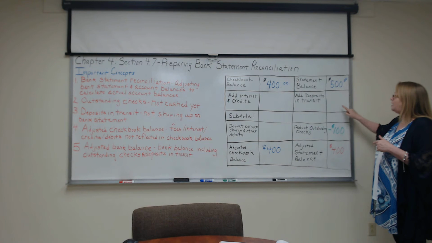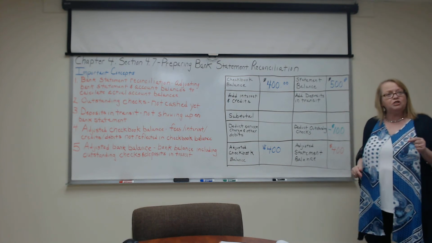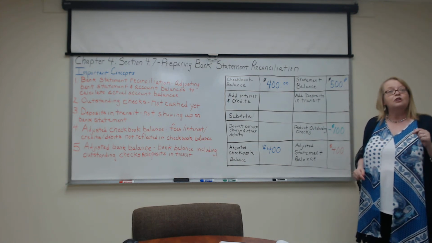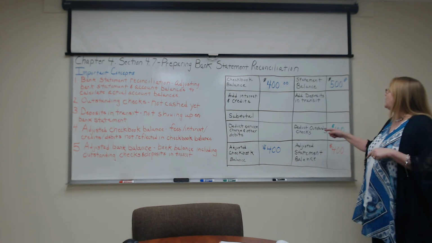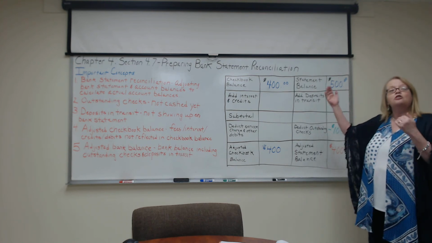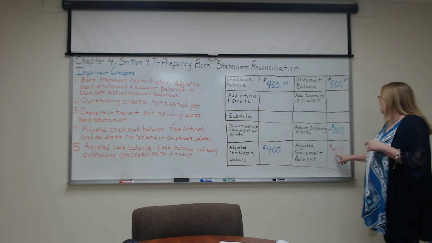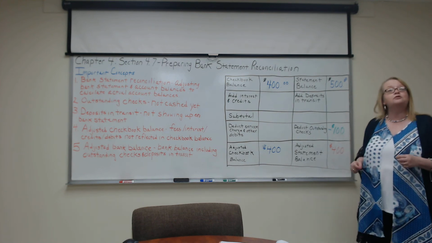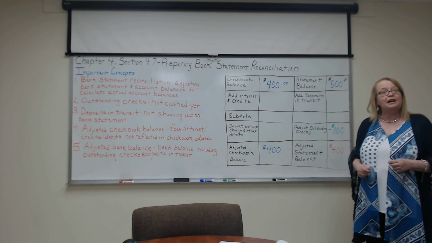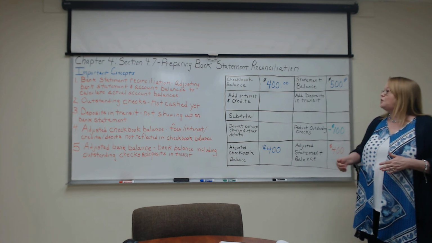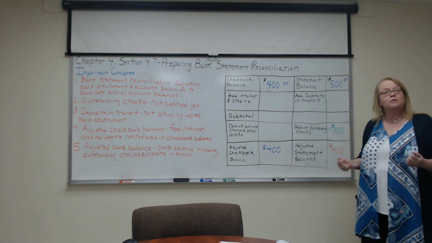When you went back and checked, it turns out there's one check missing for $100, so that is not being reflected on the statement balance. You need to subtract that from the statement balance so that you realize that you really only do have $400 in your account. So that's an overview of preparing bank statement reconciliations.